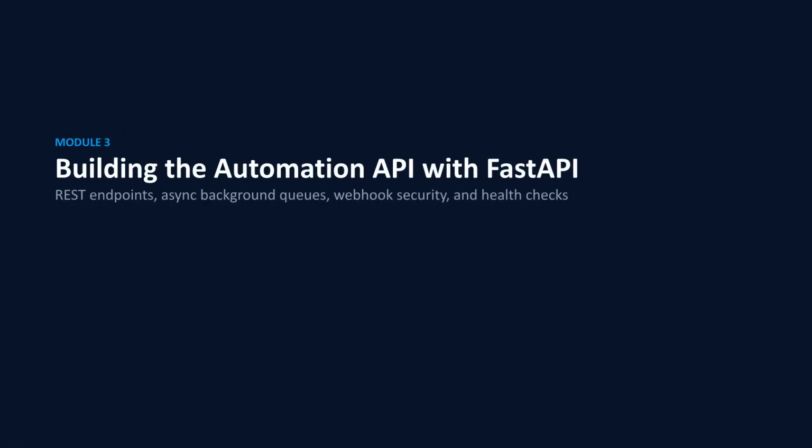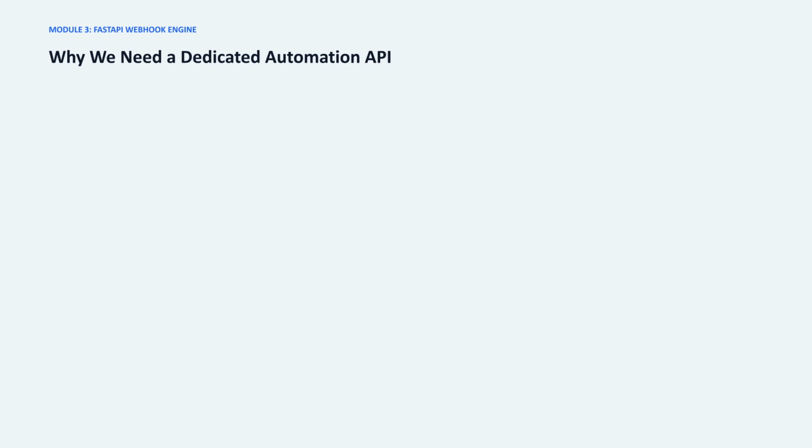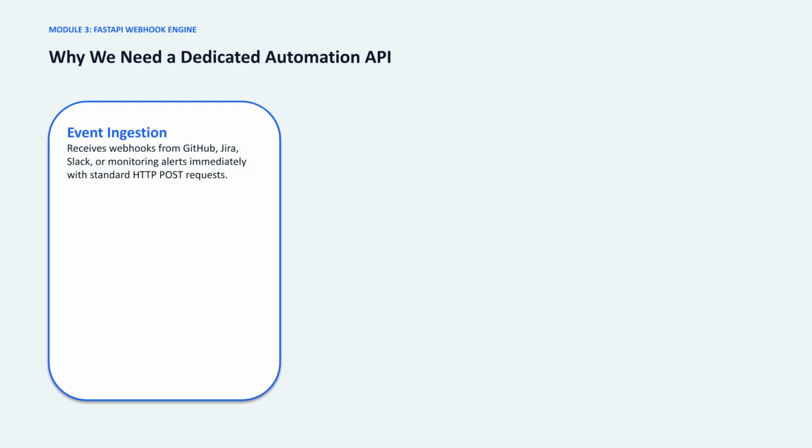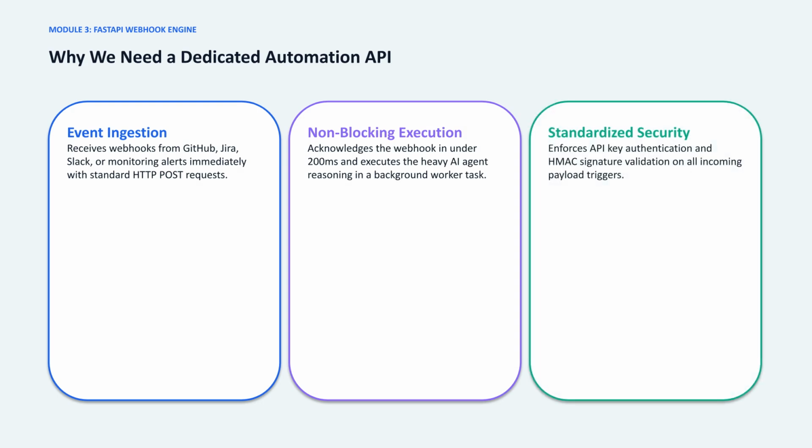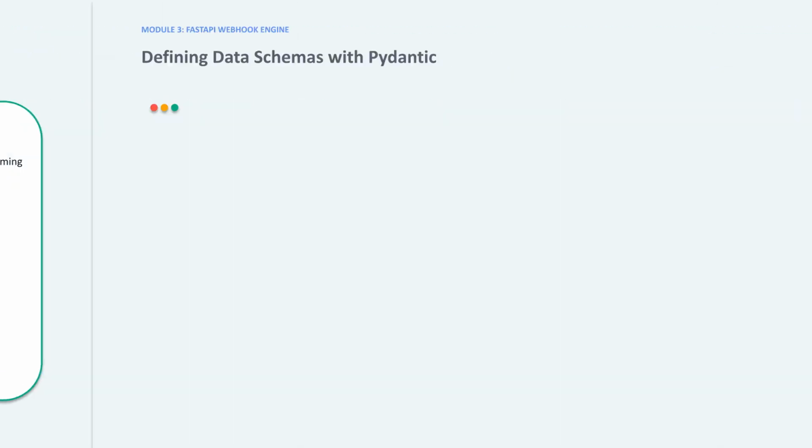Now we transition to Module 3, building the automation API with FastAPI. This module focuses on creating REST endpoints, handling asynchronous background queues, enforcing webhook security, and implementing service health checks. A dedicated automation API is necessary for event ingestion. It allows us to receive webhooks from platforms like GitHub or Slack, provide non-blocking responses, and maintain standardized security protocols across all incoming triggers.